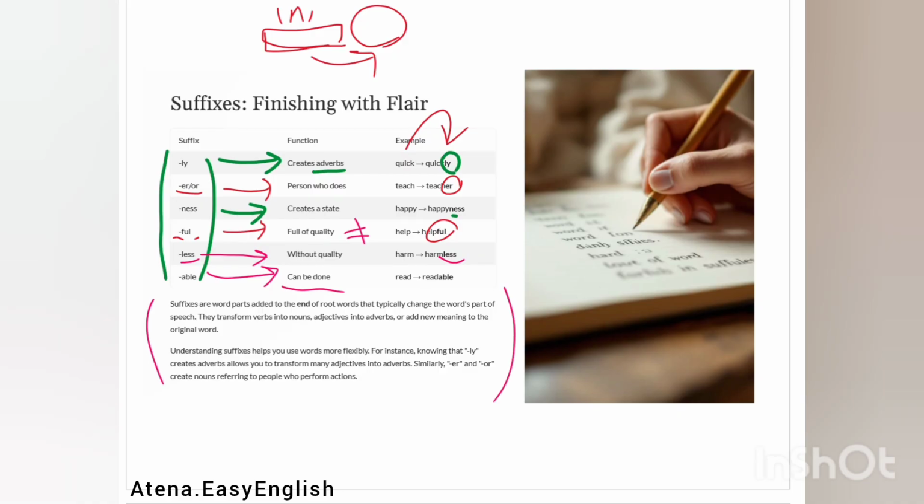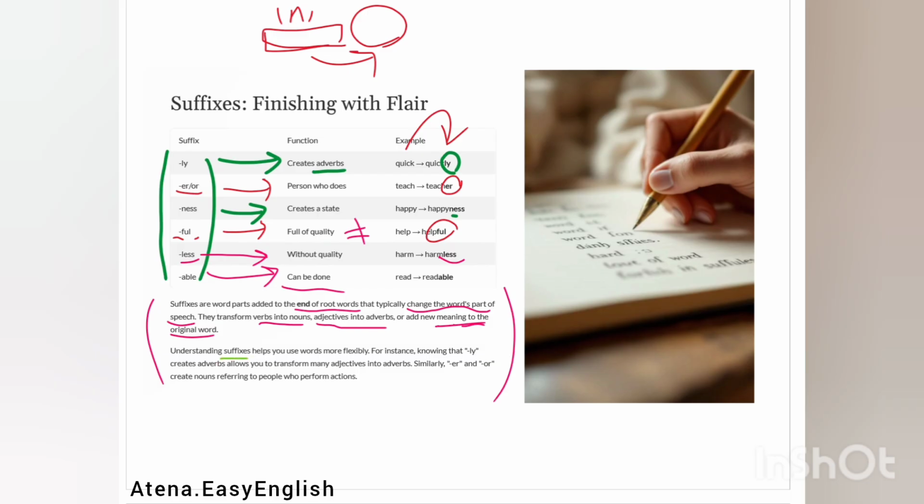So look at here. Suffixes are word parts added to the end of the root words that typically change the word's part of speech. Okay? So in here, of course, it changed the meaning, but also it changed a part of speech. It changed the noun to verb, to adverb, adjective to noun, and stuff like that. So they transform verbs into nouns, adjectives into adverbs, or add new meaning to the original word.